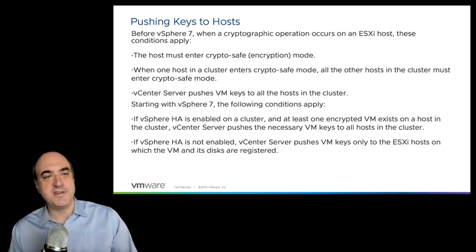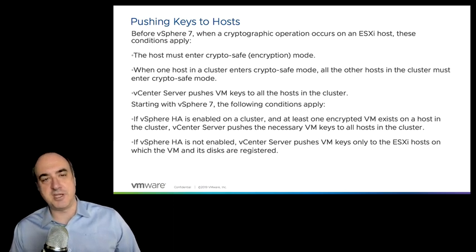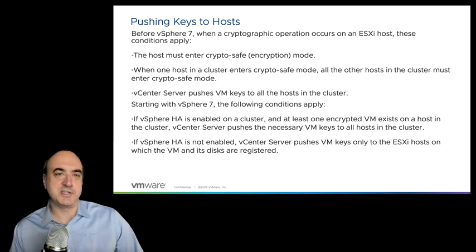With vSphere 7, now that also includes HA. So if you have an HA cluster, and at least one encrypted VM exists on a host in the cluster, vCenter will then push the necessary VM keys to all the hosts in the cluster. If you don't have HA, or if you have a standalone host, well, then the keys will get pushed to the single host.